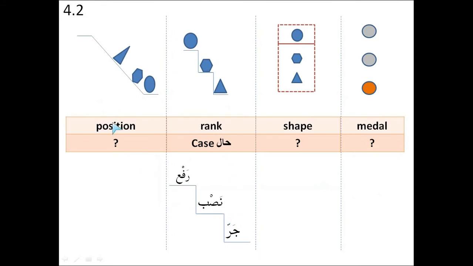So we're going to draw up a parallel table, and we're going to develop parallel concepts utilizing the analogy of geometric shapes. For nouns, instead of rank, first, second and third, we have the concept of hal or case, and the first place is called rafa', the second place is equivalent to nasb, and the third place is jar. There are no fourth and fifth places. Every noun has to be one of these three.